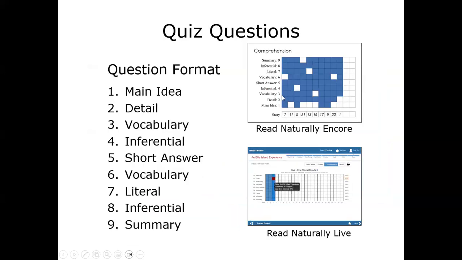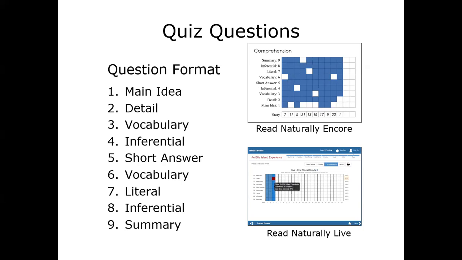If you look at their comprehension graph, you're going to notice that every question is ordered in the same way. So the first question is always main idea, then detail, vocabulary, and so forth. So I can see very quickly on this report over here in kind of the upper right, the main idea question, she's not doing very well on main idea. She's getting it wrong more than half the time. I don't have to take out a calculator and do any math or anything. I can just see that more than half of these boxes are not filled in. So I know she struggles with main idea.